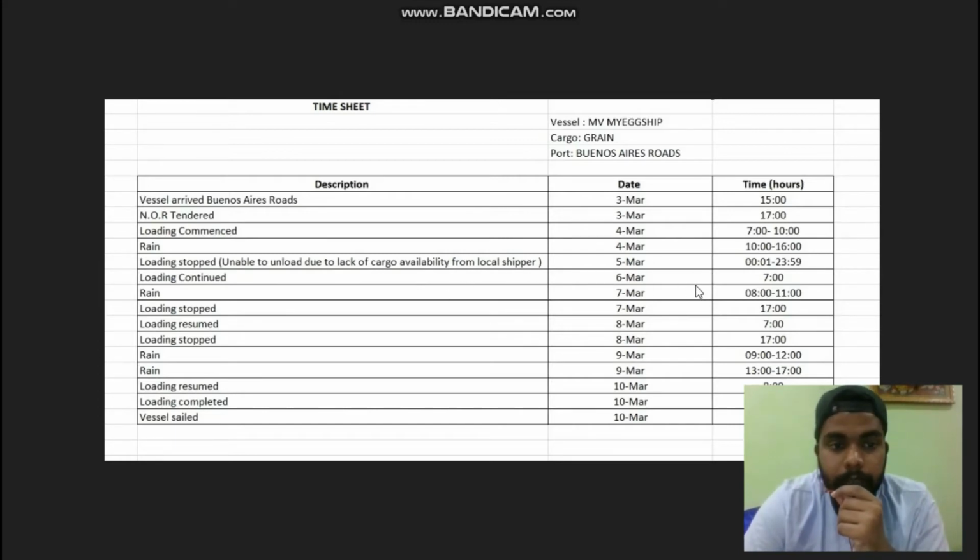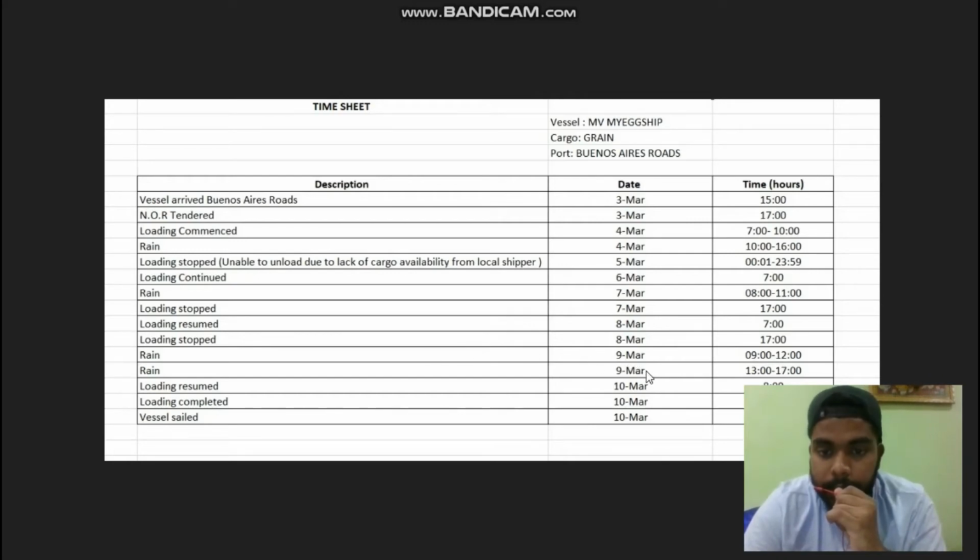The next day, 6 March, at 7 hours, the loading continued, but it was halted because of rain from 8 hours until 11 hours. At 17 hours, the loading was stopped. On the next day, 8 March, the loading resumed at 7 hours and continued until it stopped at 17 hours. On the next day, 9 March, rain happened from 9 hours until 12 hours.